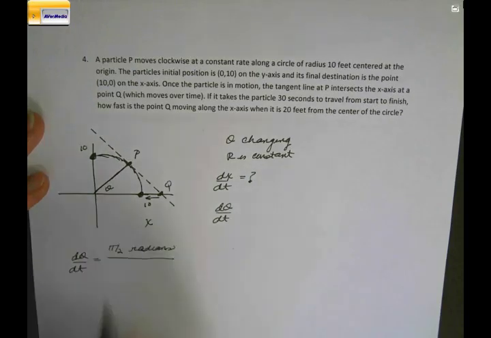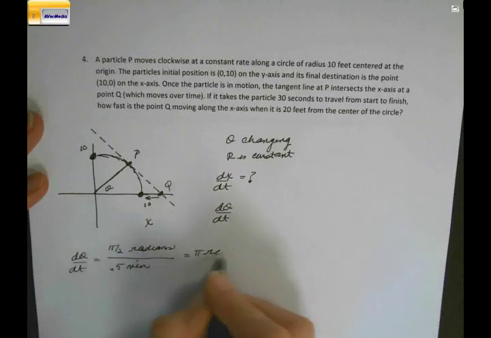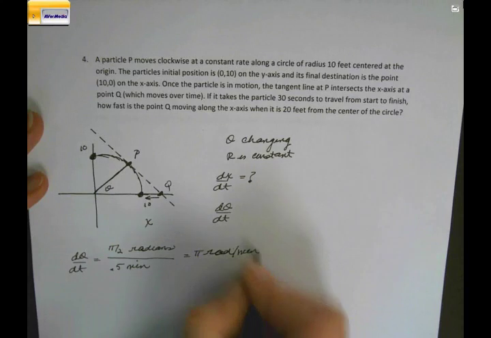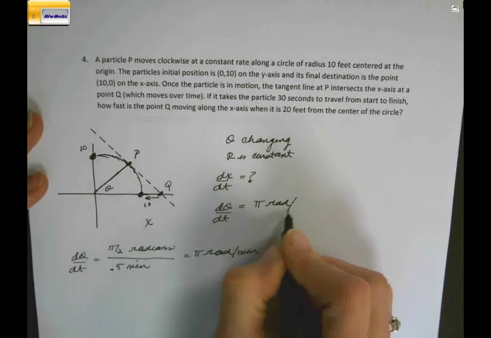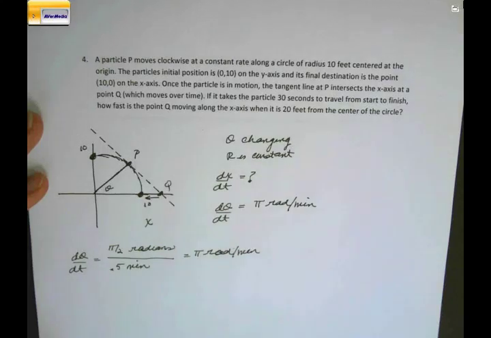I took this from the book and they didn't want to use seconds. It must have made the numbers bad. So 30 seconds is 0.5 minutes. I'm not certain why they changed it, but they definitely did it this way. I don't know, it makes the numbers work out. Because pi halves divided by a half is pi, right? Which is pi radians per minute. So d theta dt is pi radians per minute.